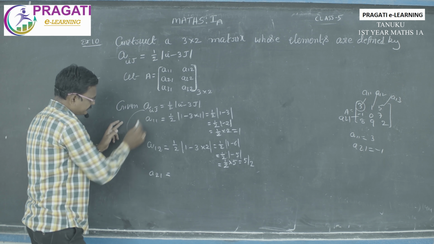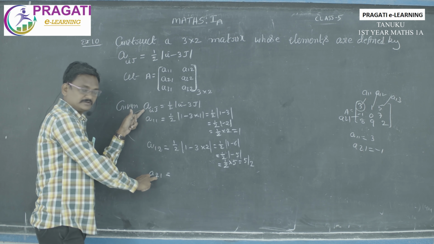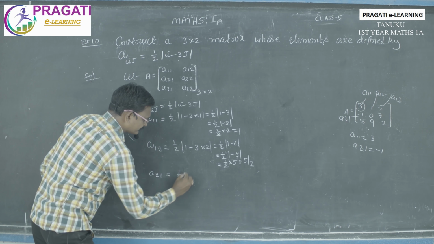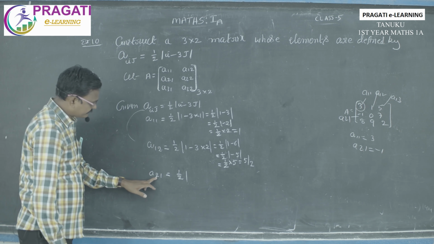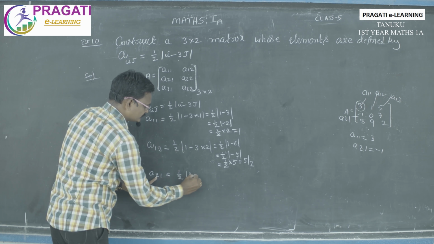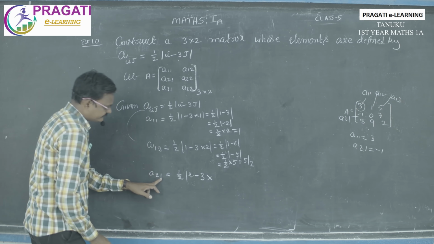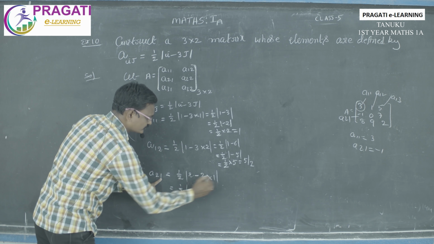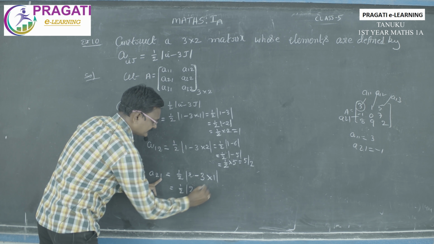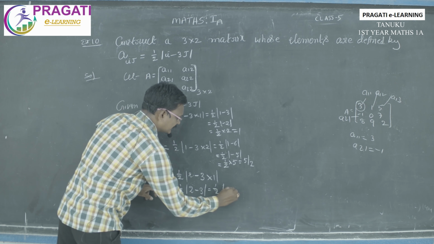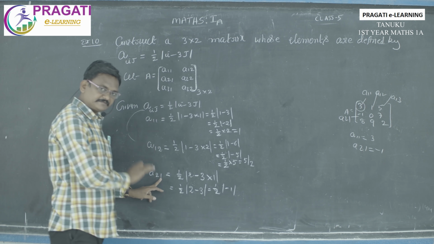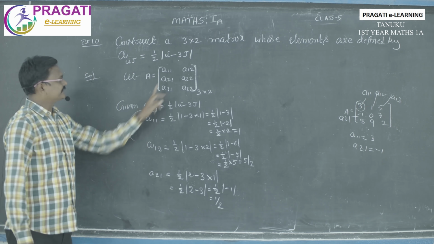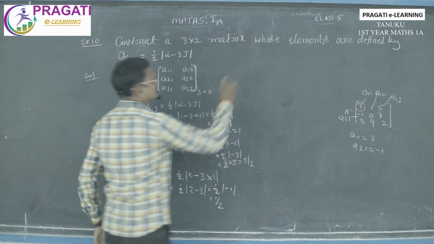A21. So that means I value is 2 now, J value is 1. So 1 by 2 into modulus of (I value is 2) 2 minus 3 into (J value is 1). So 1 by 2 into 2 minus 3. So 1 by 2 into modulus of minus 1. Modulus of minus 1 means plus 1. And that means finally 1 by 2. This is A21. Next we have to calculate A22.